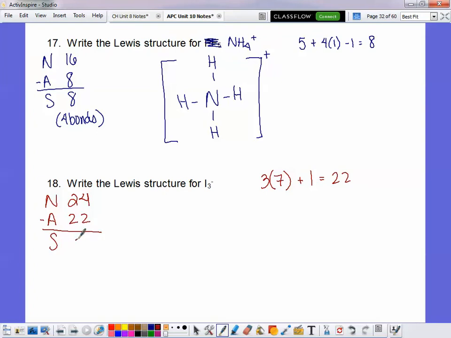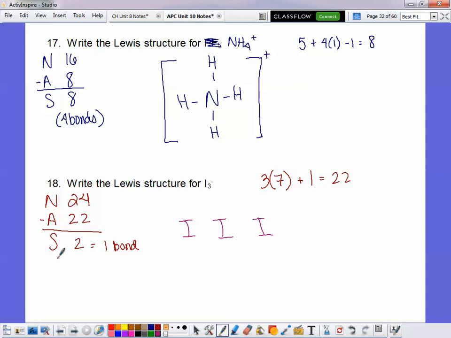24 minus 22 is 2, which would mean 1 bond. But if we look, it's I3-. We have 3 iodines. They can't make 1 bond. So this is where doing the needed, available, shared gets us to a number of bonds that doesn't make sense for the compound.